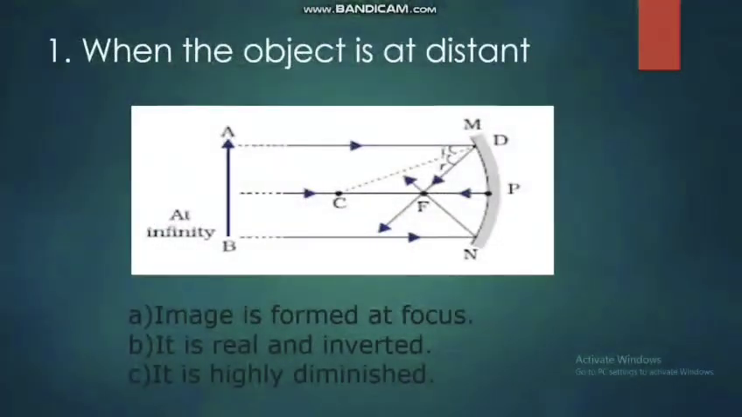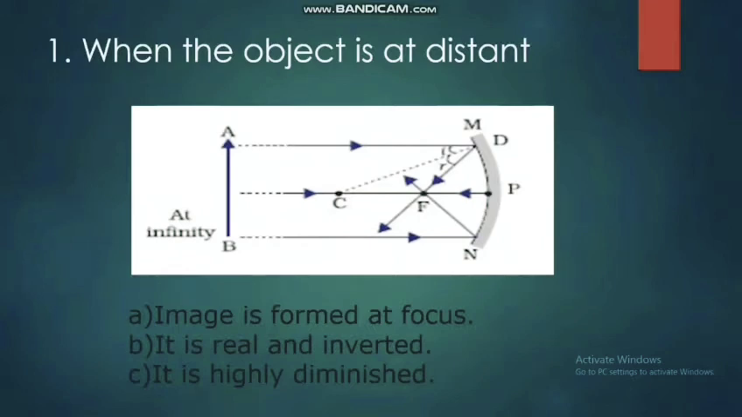Now we will see all the cases of the concave mirror, also known as image formation by the concave mirror. The first case: when the object is at a distance, meaning at infinity. When the object is at infinity, its size is so negligible that we cannot find out the size of the object. That's why it is taken as a point.